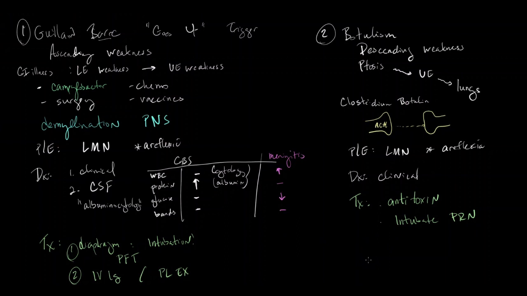Now, some important bits of history for this. How do you get this toxin? Well, generally it occurs in 3 cases. The first one would be foodborne. So think preserved foods, canned foods, fermented foods. That will be in the question stem.